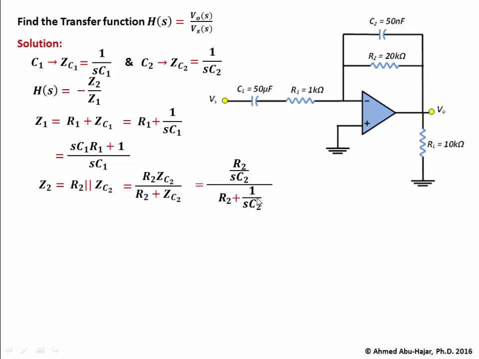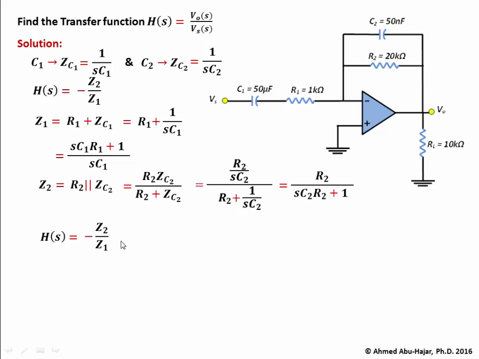Just like we did with Z1, we would like to express Z2 as a rational function, and to do that we are going to multiply the top part and the bottom part by SC2, and when we do that we will end up at the top with R2, and at the bottom we're going to have SC2 times R2 plus 1. As we stated earlier, the transfer function H of S will equal negative Z2 over Z1.